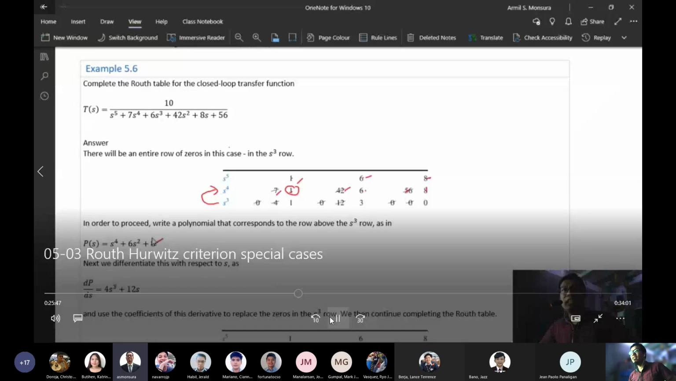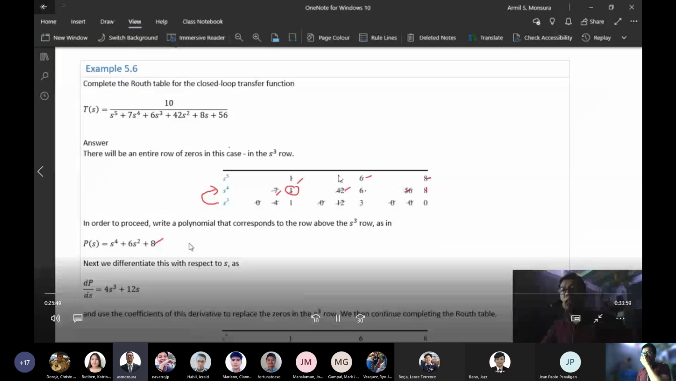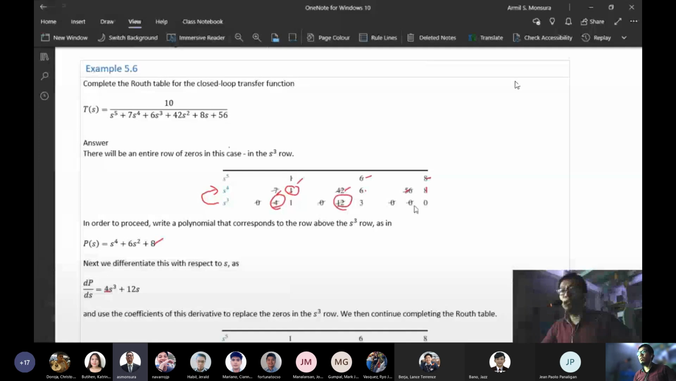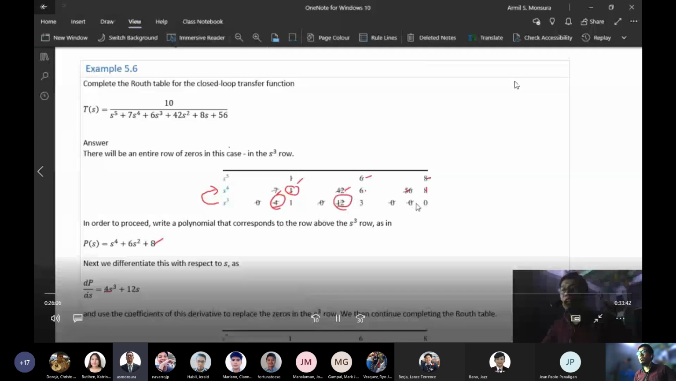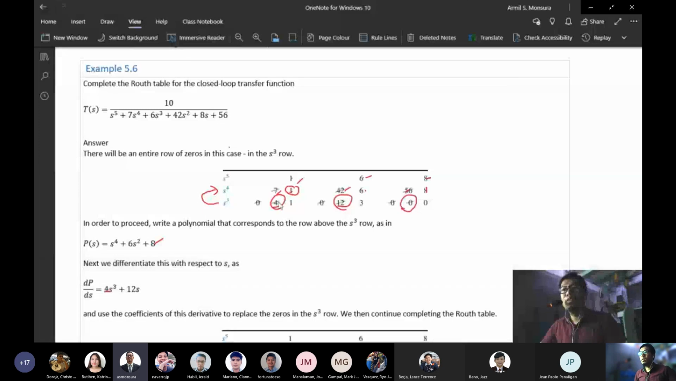Tuloy natin ha. Okay, we will differentiate this one. So yung derivative nito with respect to s is 4s cubed plus 12s. Okay. So yung 4s cubed plus 12s, yan yung ipapalit natin. Itong 4 at saka itong 12, yan yung ipapalit natin doon. And of course dito 0. Okay. Papalit natin yung 0. But itong 4 at saka 12 kasi is divisible by 4. So, divide ito by 4, so magiging 1 siya. And then, divide natin itong 12 by 4, magiging 3 siya.